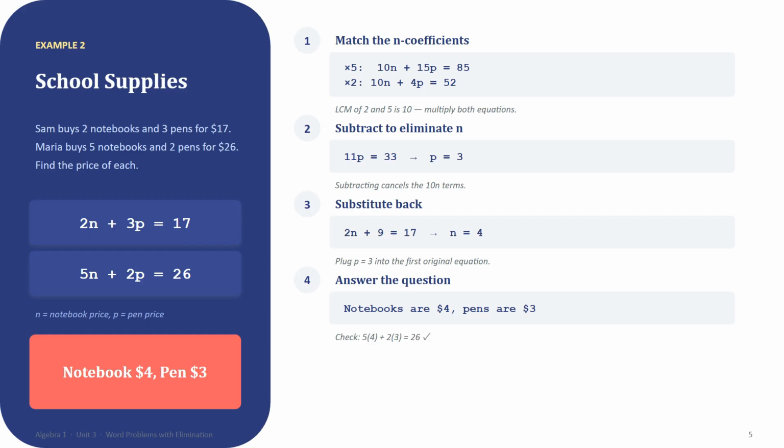Then the third step is that we substitute back. We plug into the first equation, 2N plus 3P equals 17. We multiply 3 by 3, and then 2N plus 9 equals 17. And then N equals 4. The fourth step is to answer the question. Notebooks are $4 and pens are $3. When you check it based on the second equation, it is correct.